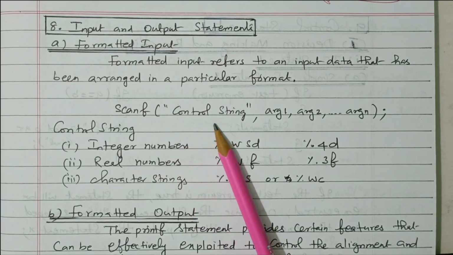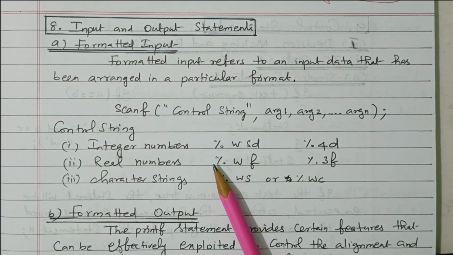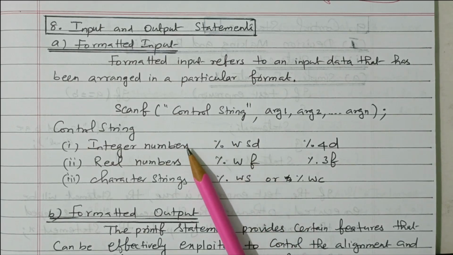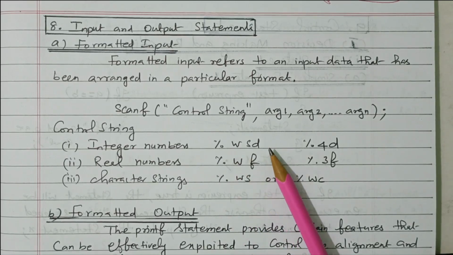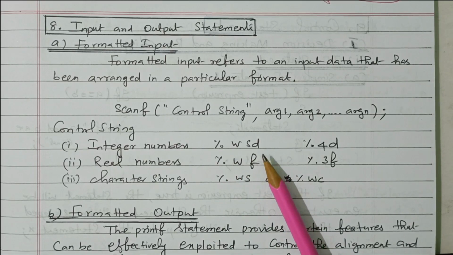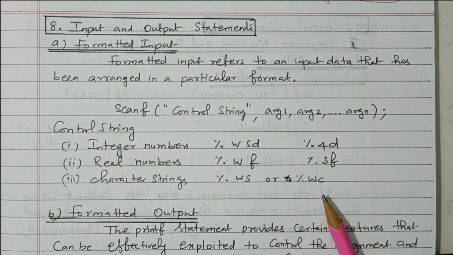So by using the control string, we can control the format of the input data, both which type of data we are entering and how many digits. How many digits is decided by w, and which type of data is decided by this. d means integer, f means floating point, s means character string, c means character, a single character.